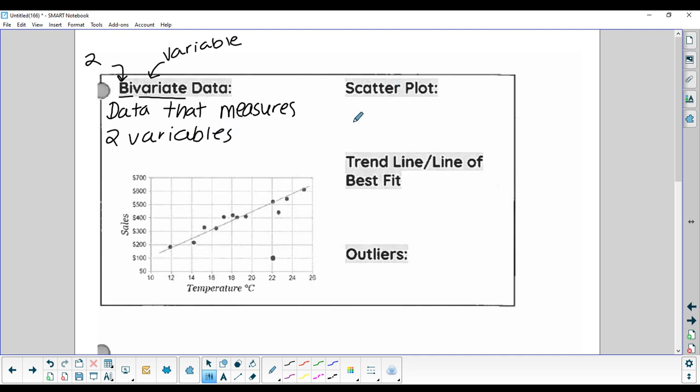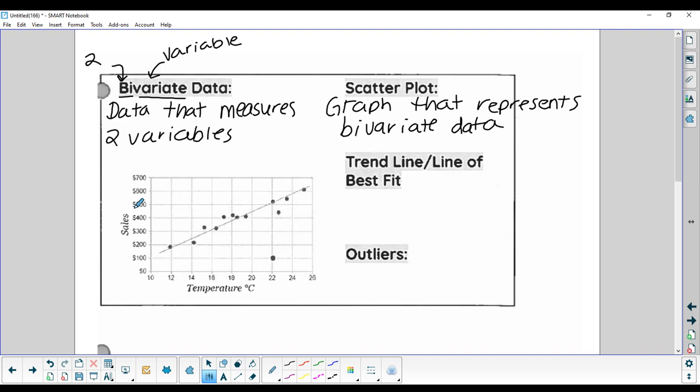And a scatter plot is a graph that is used to represent bivariate data. So down below, we have a scatter plot that is measuring the temperature outside and the amount of sales of ice cream that day. Each data point represents a single day where ice cream was sold and the amount of ice cream that was sold that day. So for example, on this day, the temperature was about 12 degrees Celsius and the sales were close to 200 that day.